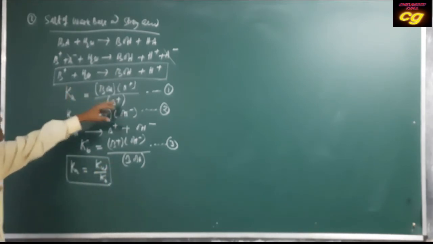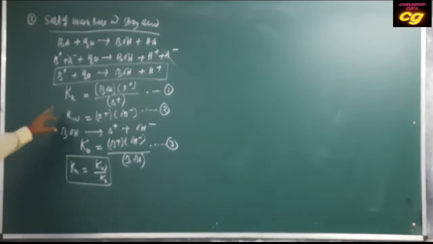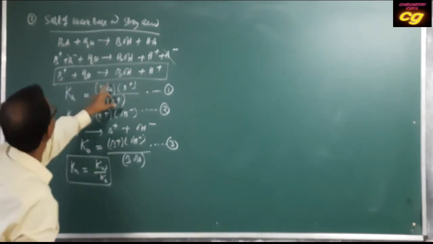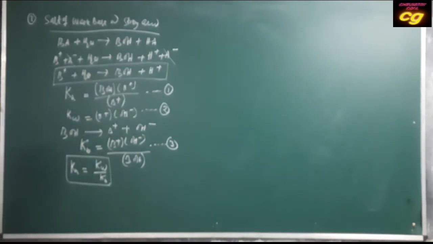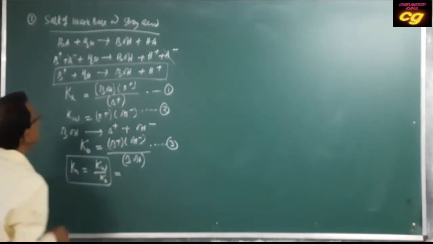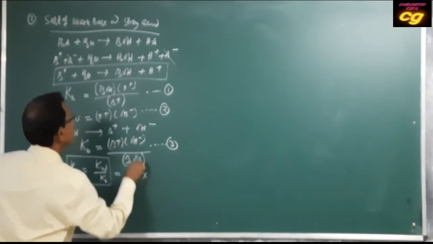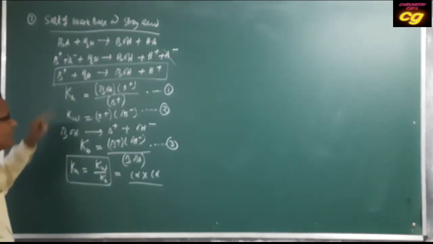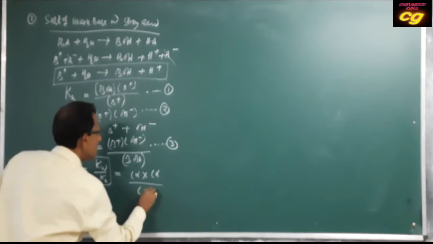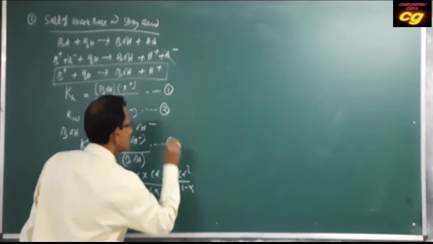If you take these three equations, 1, 2, 3, you will get Kh is equal to Kw by Kb. Then already you know the formula. For B plus, plus OH minus giving BOH plus H plus, if you use the degree of dissociation, that equation can be written as concentration of BOH, that is C alpha, into H plus, that is also C alpha, already we have discussed, and B plus on the reactant side will be C minus C alpha, that is C alpha squared by 1 minus alpha.